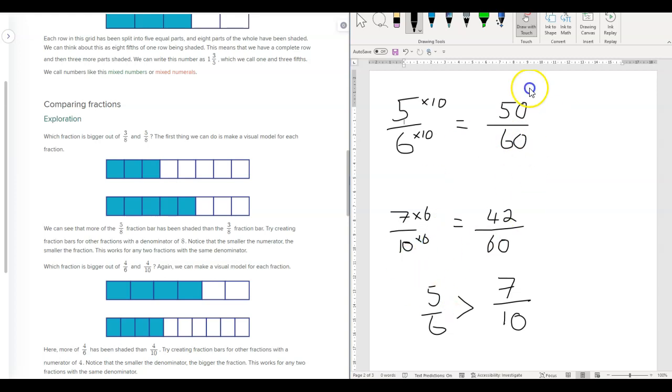Okay, so that's the process. So I would expect to see something like this in your book to answer a question which talked about which one was greater.